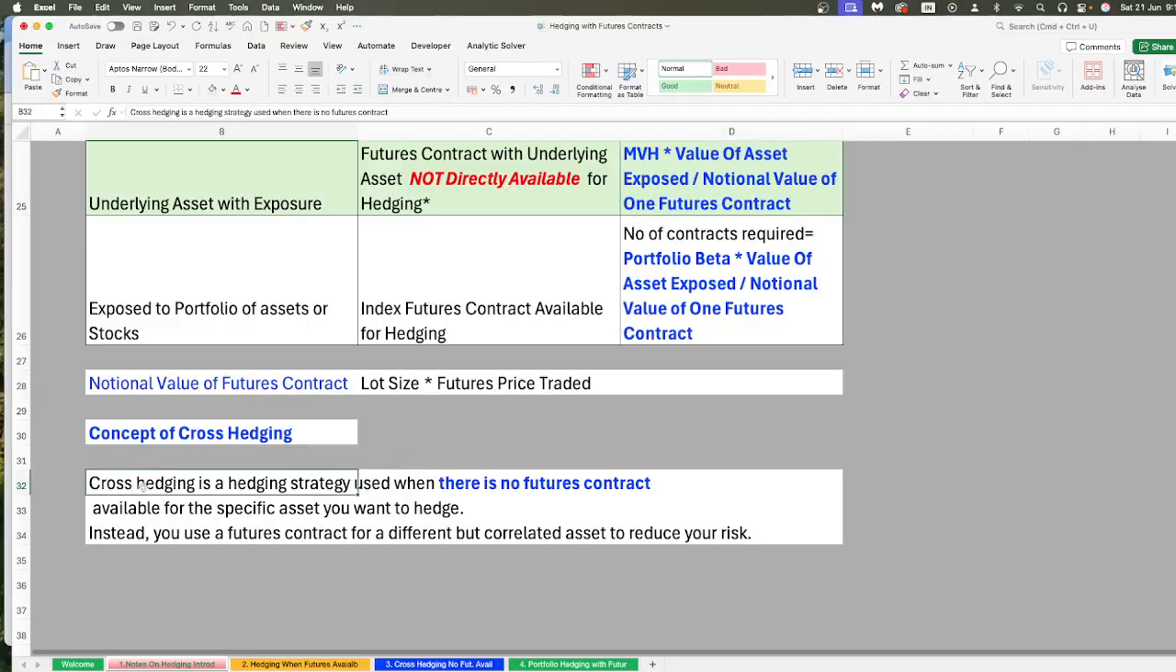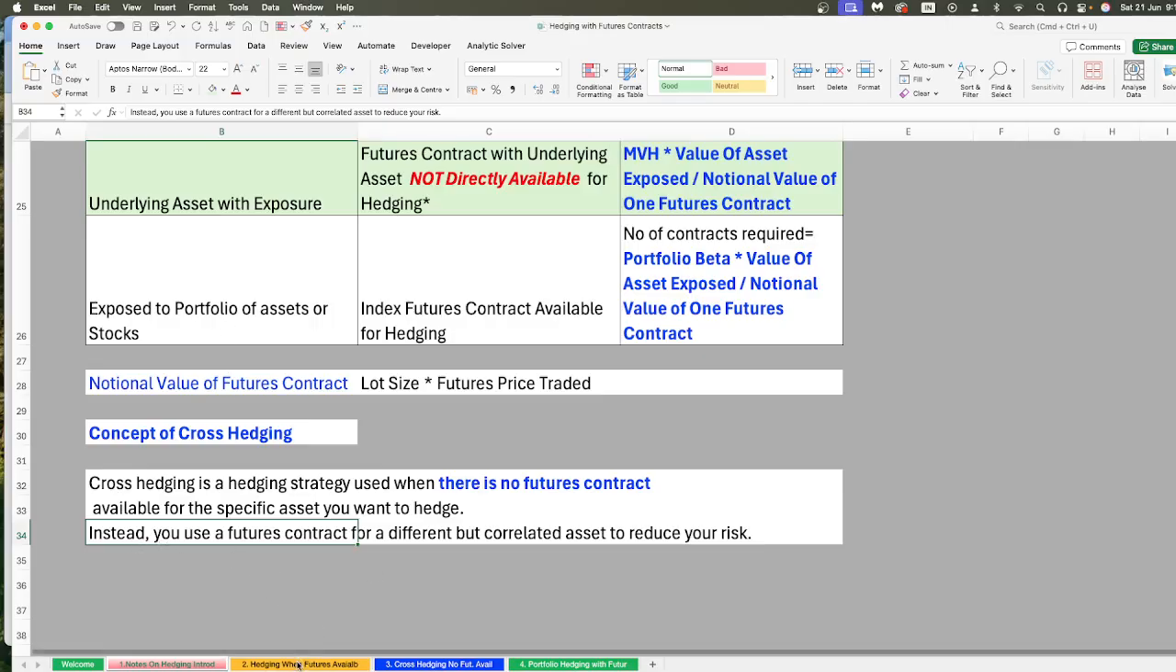This concept is called cross hedging. Cross hedging is a hedging strategy used when there is no direct futures contract available for the specific asset you want to hedge. Instead, use a futures contract for a different but correlated asset to reduce your risk.